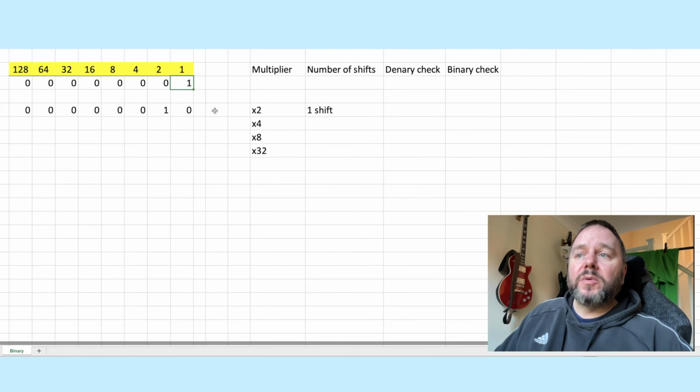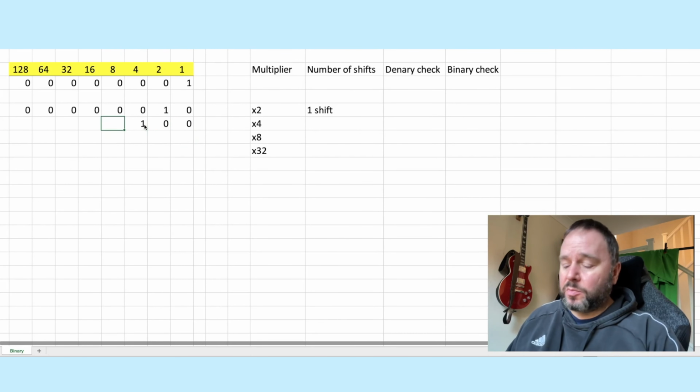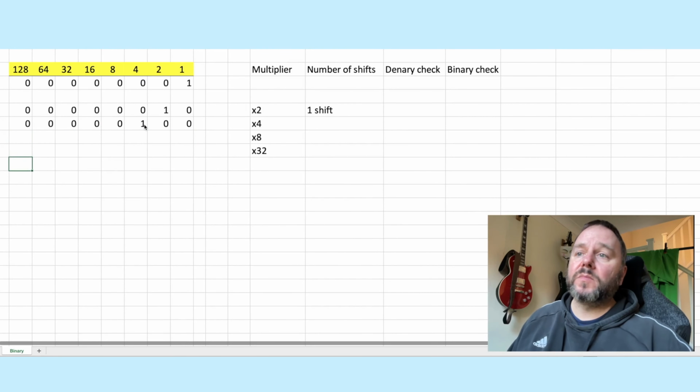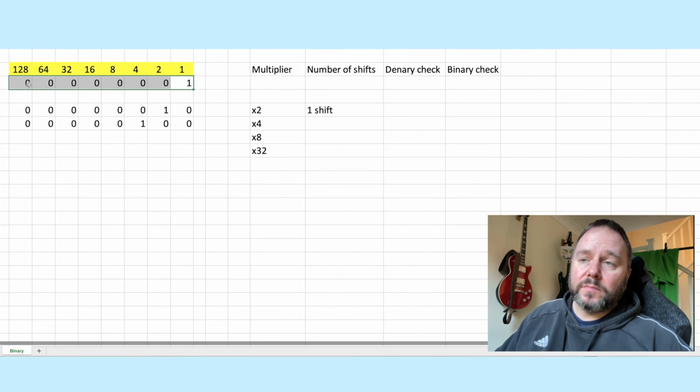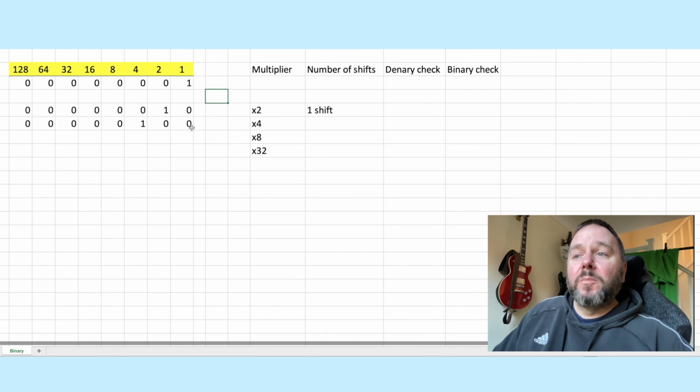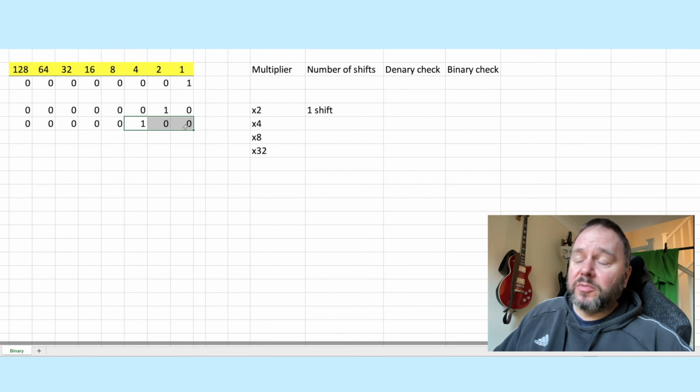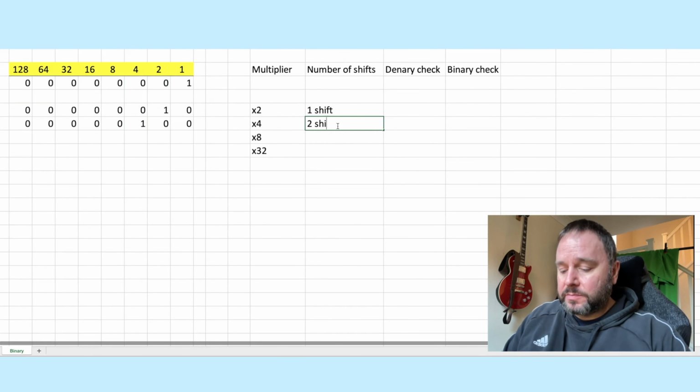If I want to take the number 1 and times by 4, so 1 times by 4 is 4. So how do I get this to be a number 4? 1, 2. It would require 2 shifts to make that a number 4. So this is our number here, and to make this number 4, we've gone 1 shift, 2 shift. I've gone off the edge of the screen, but you can see here, this is now the number 4. So that took us 2 shifts.